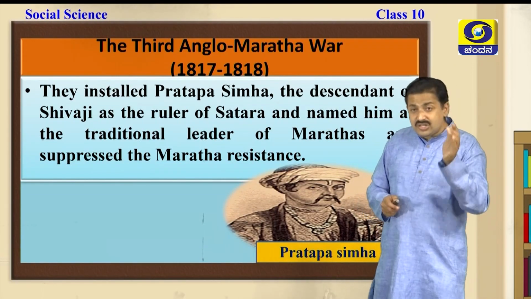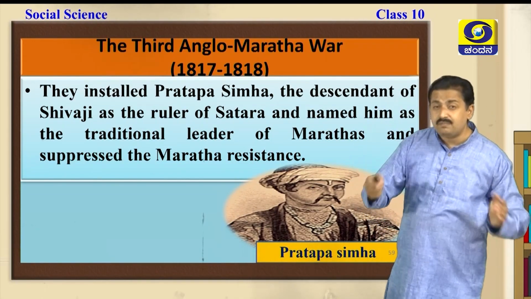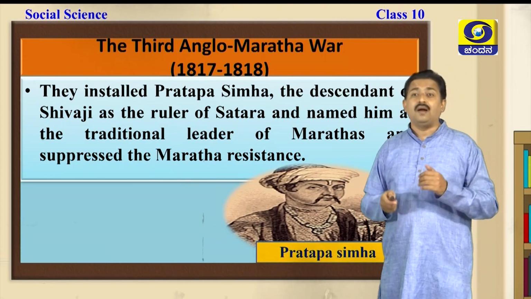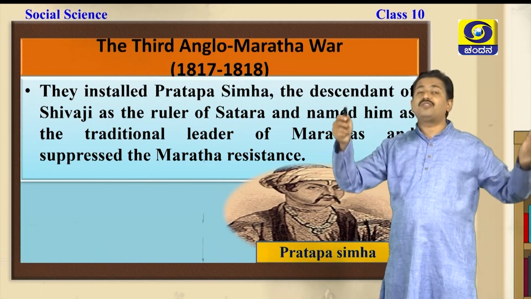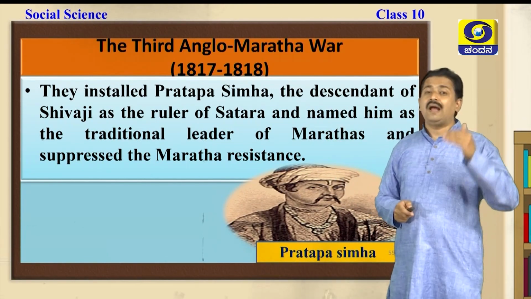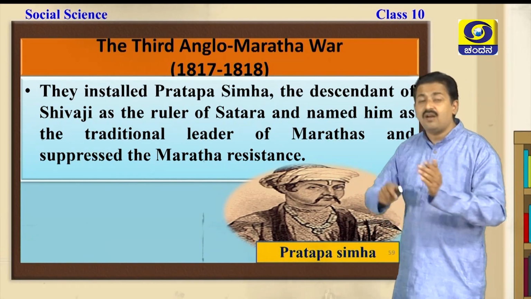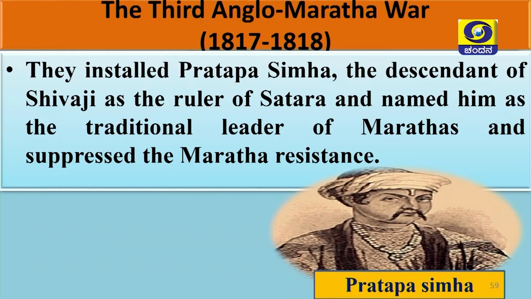Secondly, the British installed Pratap Simha. Who was this Pratap Simha? A descendant of Shivaji Maharaj, as the ruler of Satara, and named him as the traditional leader of the Maratha Confederacy and suppressed the Maratha resistance completely. This is another result of the Third Anglo-Maratha War.